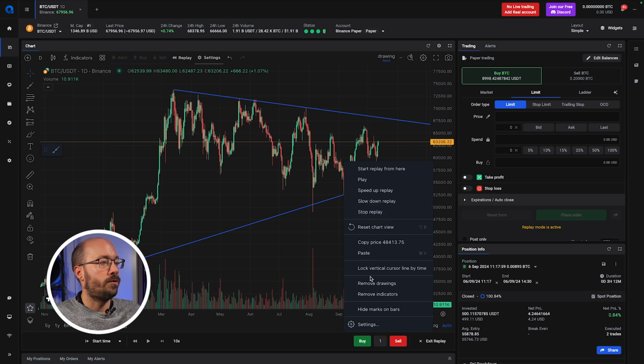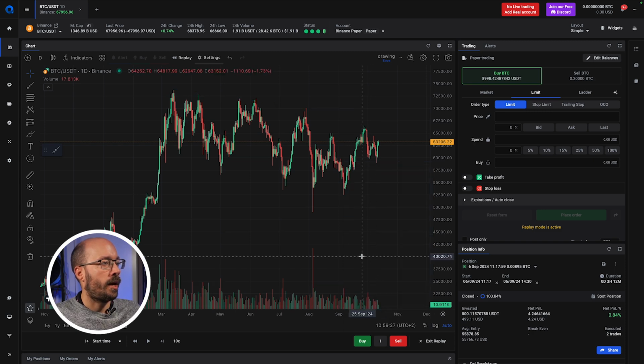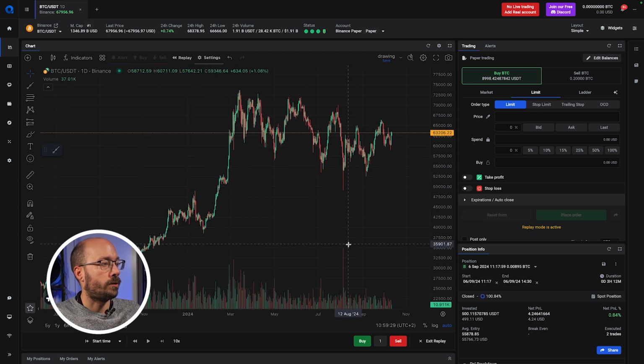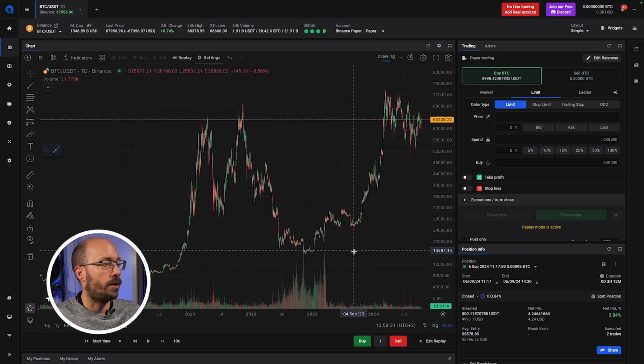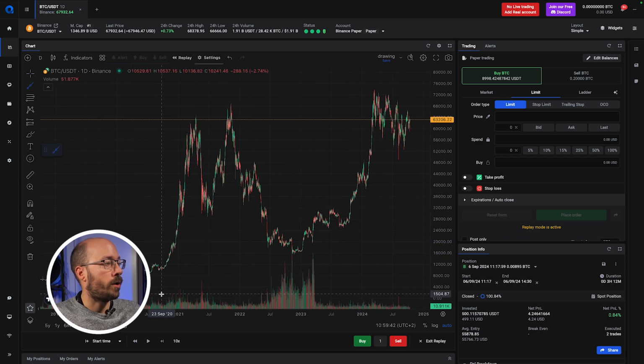So if I remove these drawings for now, and I zoom out all the way. Remember, we're still on the daily chart. What you can do is start by going back all the way as far as you can to the first lowest point that you could draw a trend line. And then you connect it to the next lowest point, right here. So this is the first big trend line.